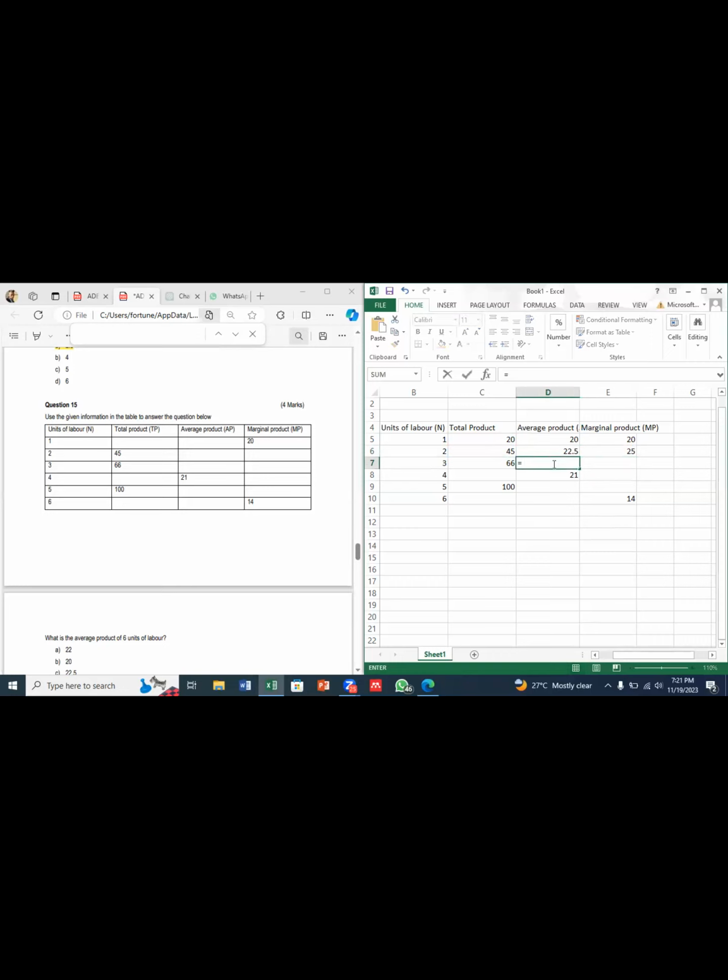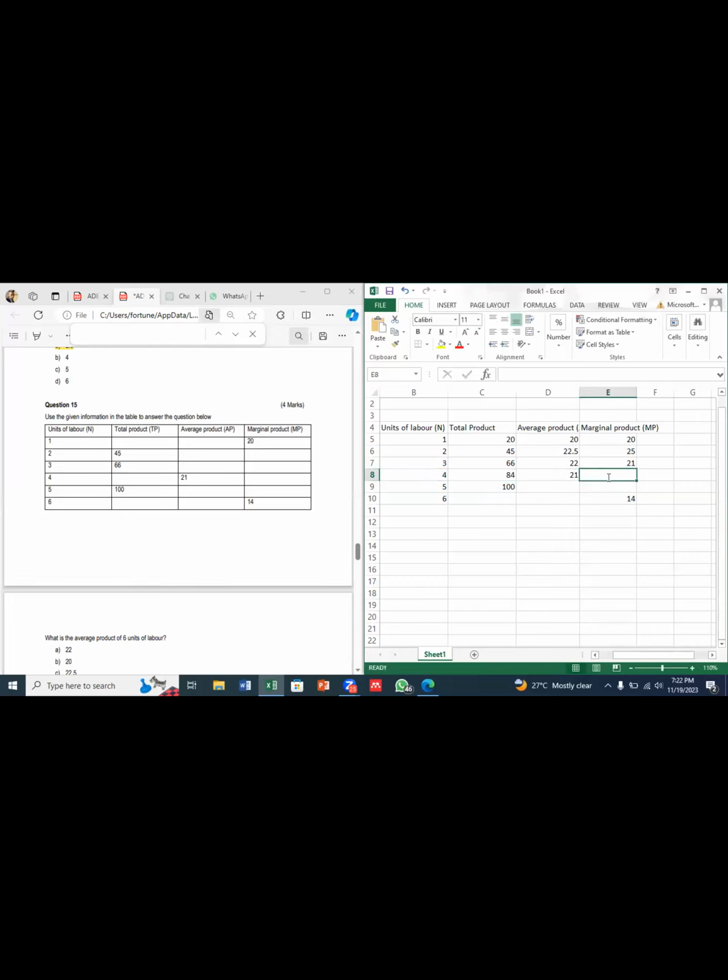Then on the average, what we calculated there remains the same, 22. Then on the marginal, the change in the total product, 66 minus 45 divided by 1, 3 minus 2 is 1, 21. Then the total product, given the average product of, I think it's 84 there. So 21 times 4 is 84.